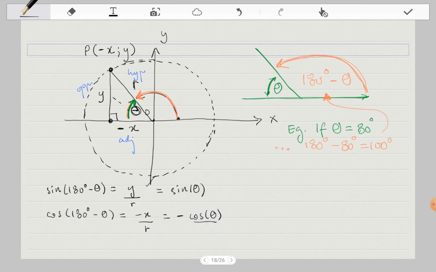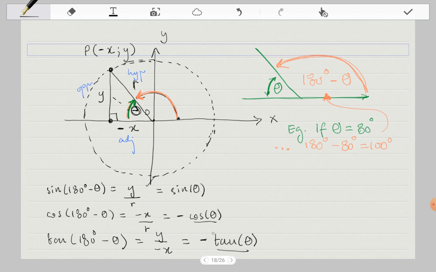Perfect. Okay, so now if we had to look at tan of 180 degrees minus theta, we would see that that is equal to, so remember tan is opposite over adjacent, that would be y over minus x. Alright, and that's the same thing as tan theta, just that this time it's negative.